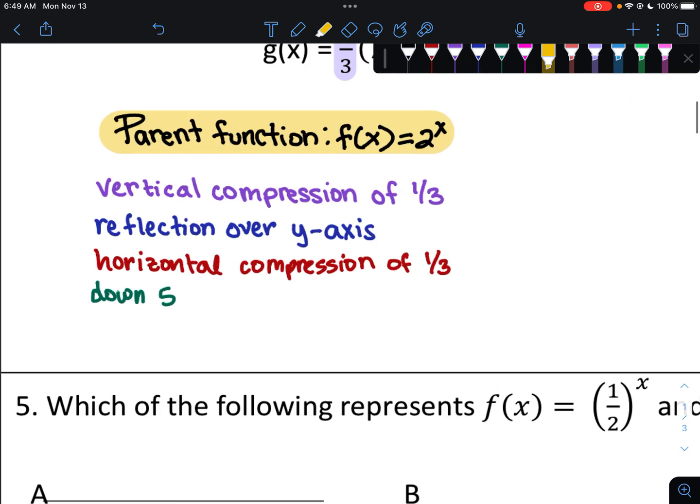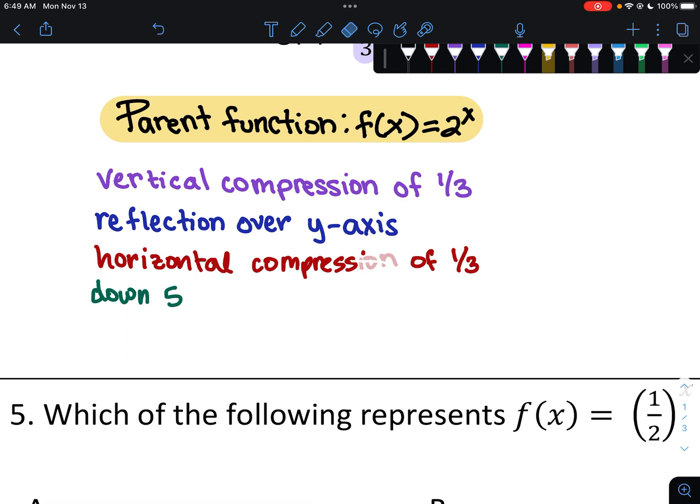Looking back at this one, it is not a horizontal compression. I'm sorry, it should have been a horizontal stretch of 1/3. Those horizontal ones can be tricky, but it should be a stretch.